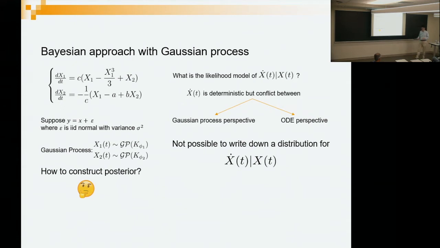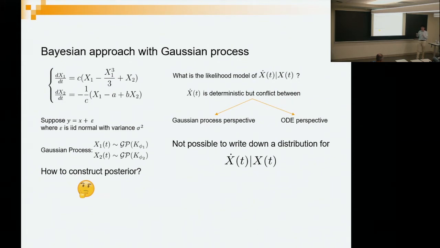The reason is that for the Gaussian process description, you can talk about the distribution of X. You can talk about the distribution of the derivative of X, as long as the Gaussian kernel has reasonably smooth properties. And you can talk about conditional distributions as well. However, under the dynamic system, X is fixed. There's no such freedom, as soon as you know X dot.